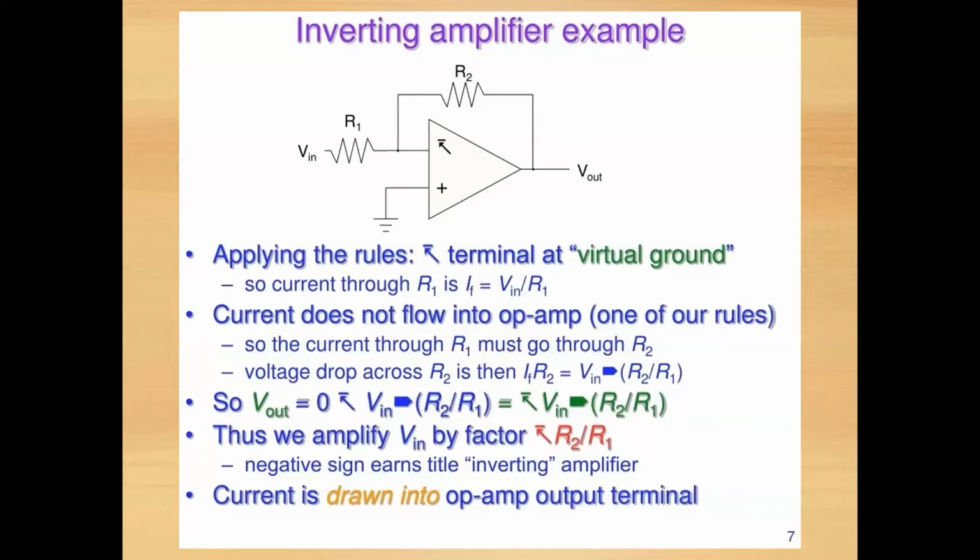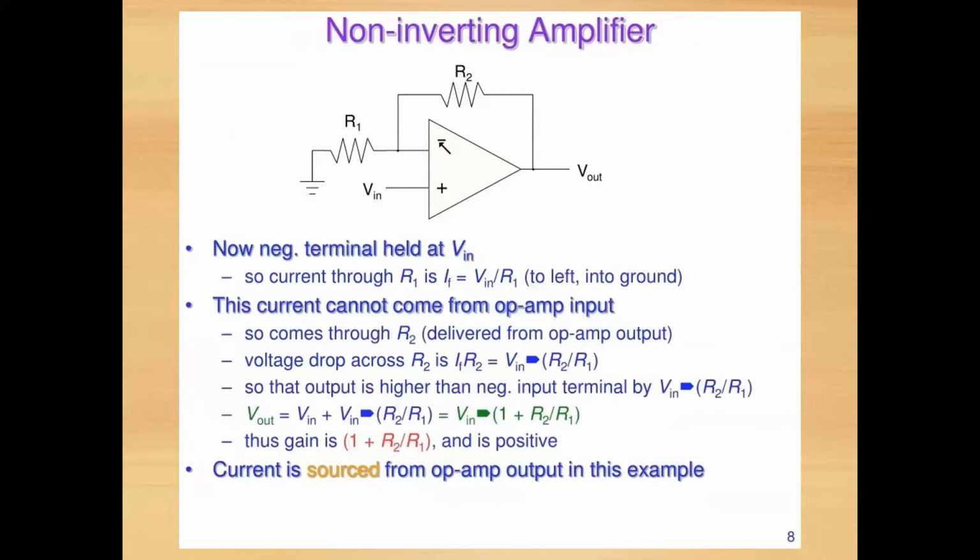Current is drawn into the op-amp output terminal. Similarly, in the case of the non-inverting amplifier, the V output is equal to V in times 1 plus R2 by R1. Thus, the gain is equal to 1 plus R2 by R1 and is positive. So, current is sourced from the op-amp output in this example.